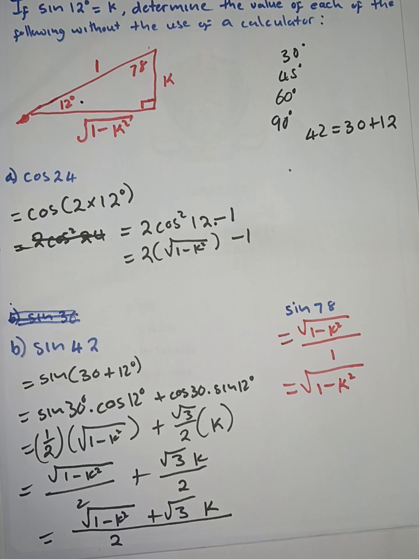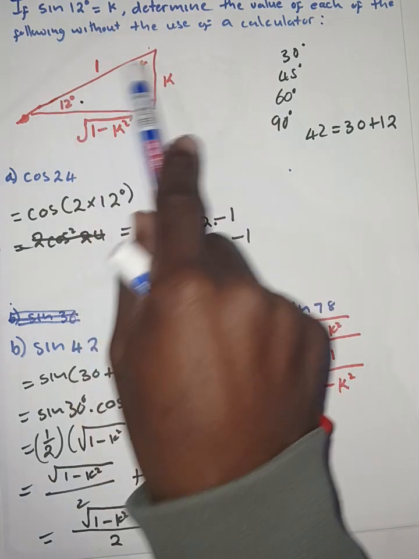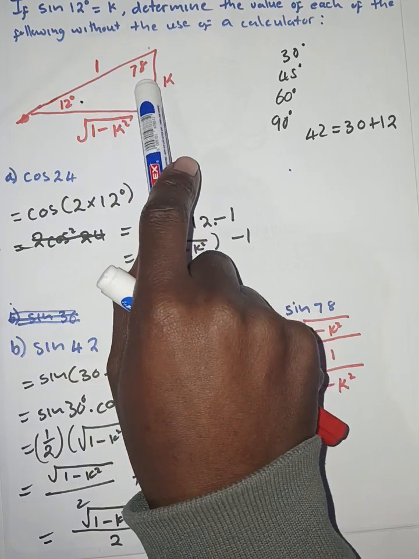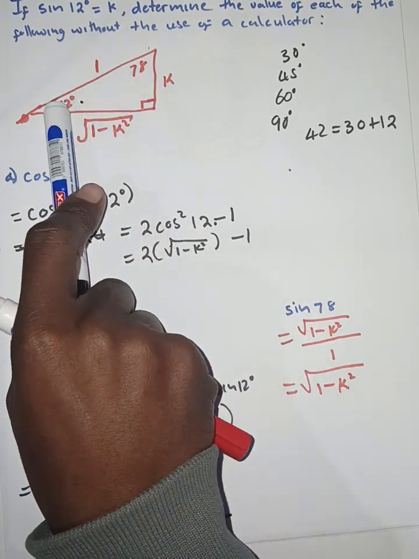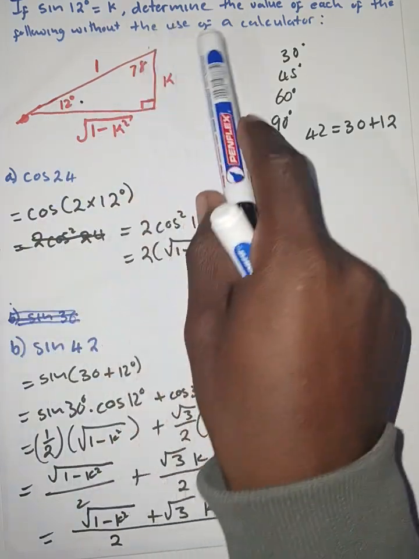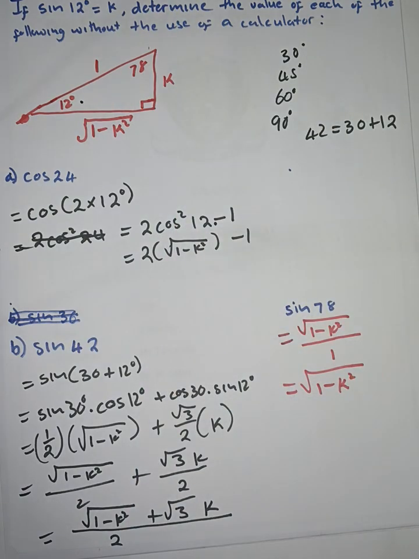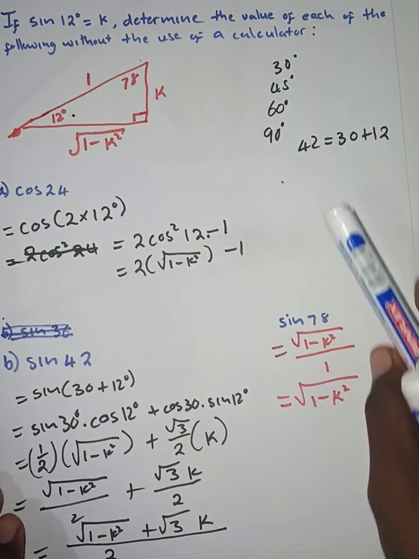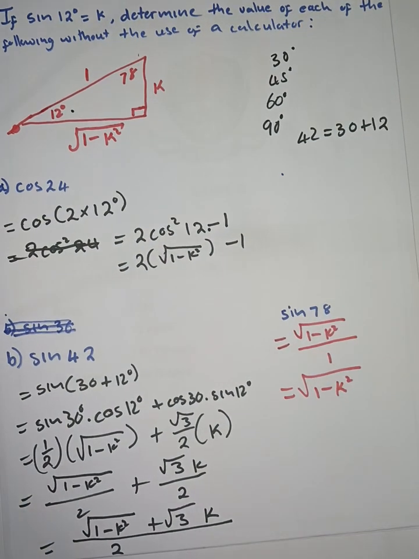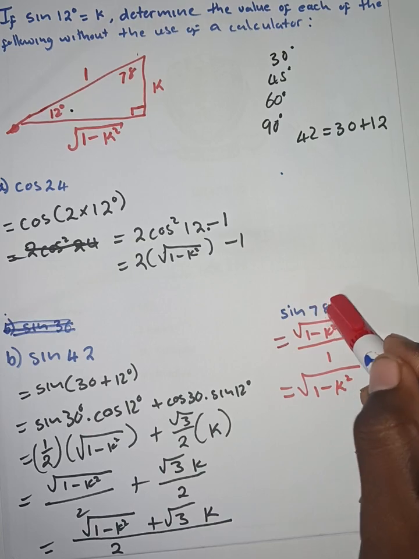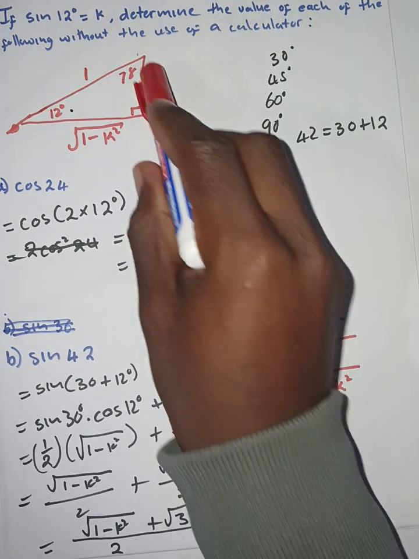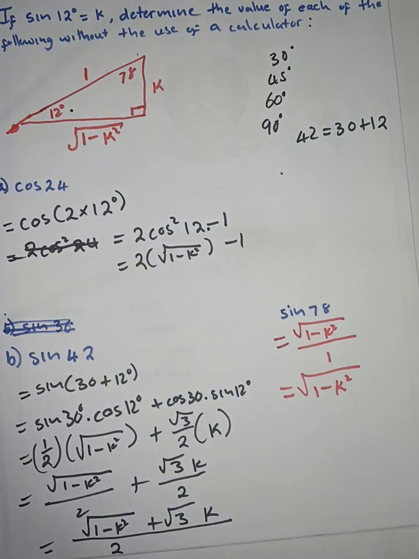The one thing I can advise you to do is always make sure that you have all of those angles. If they gave you one, you can find the others, and you must make sure that you have all of the sides. Sine of 78 degrees we didn't have initially, but we got it. So this is the end of today's lesson.